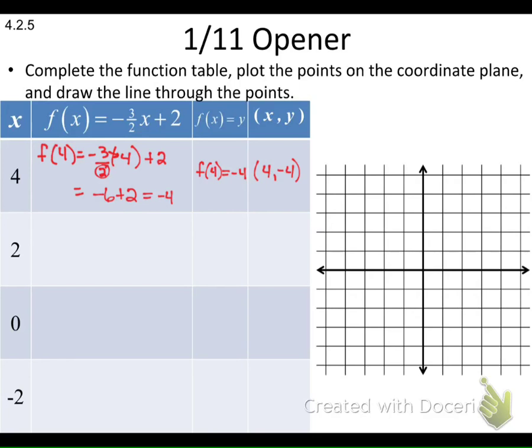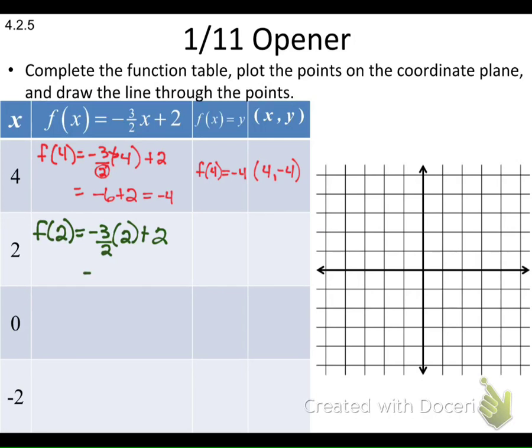Okay, let's look at the next one. So now I'm doing the function of, what am I? Function of 2 equals -3/2 times 2 plus 2. There's a lot of 2. Right? Okay. So I'm going to start solving.